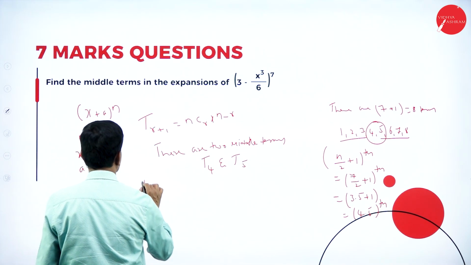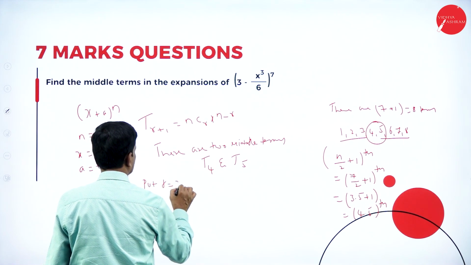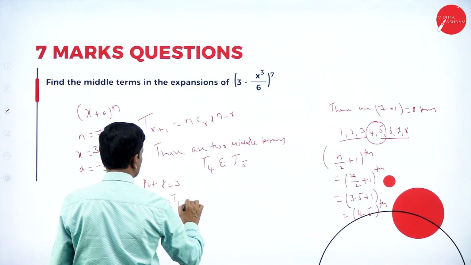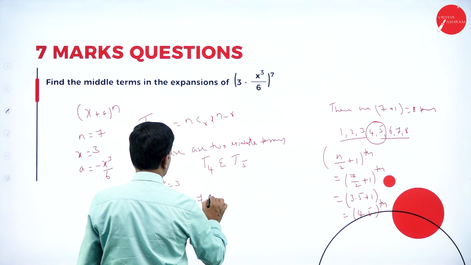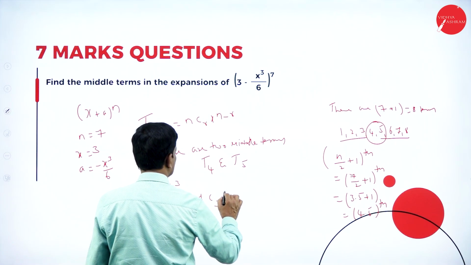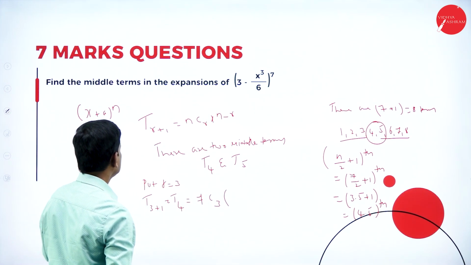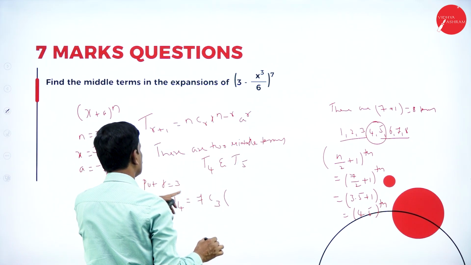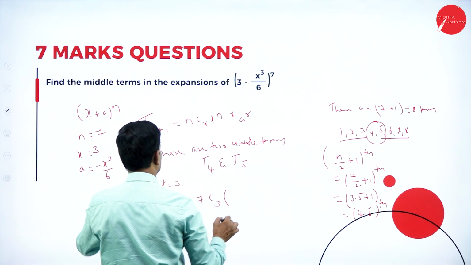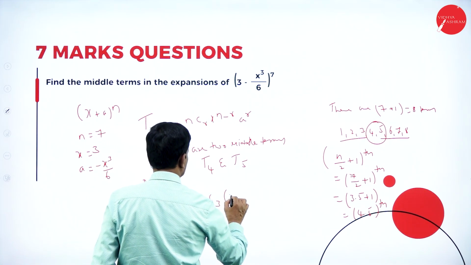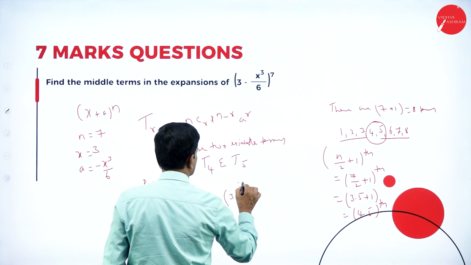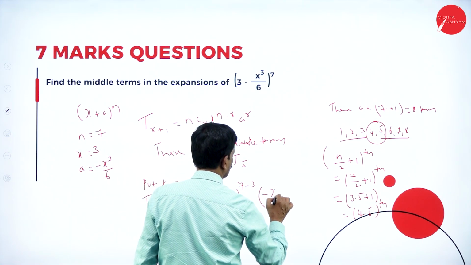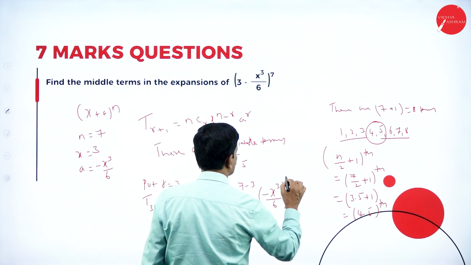So first put r is equal to 3. If you put r is equal to 3, what will you get? 3 plus 1, that is T4, is equal to nCr, what is n? 7. C, r is 3, 7C3, times x to the power of n minus r into a to the power of r. What is x? x is 3 to the power of n minus r, that is 7 minus 3, into a. What is a? Minus x cube whole to the power of 6, whole raised to r, where r is 3.